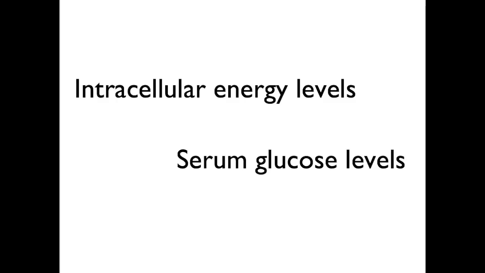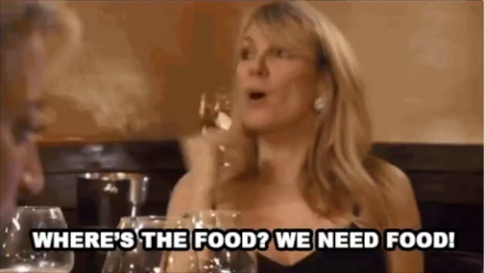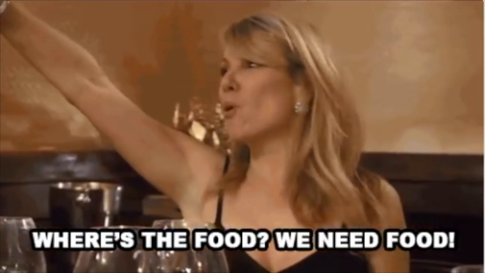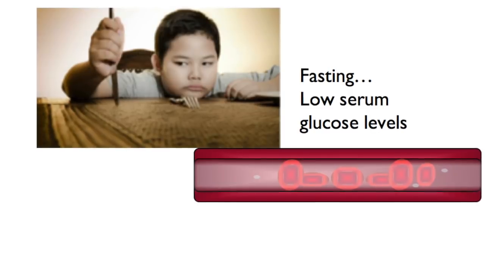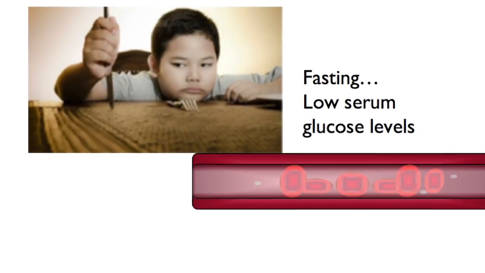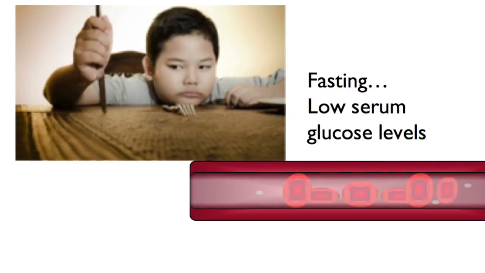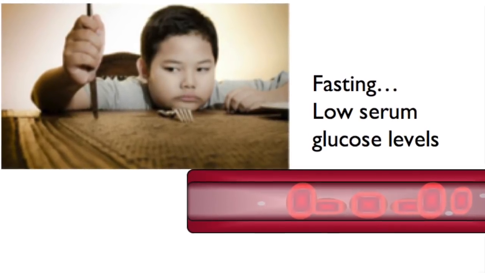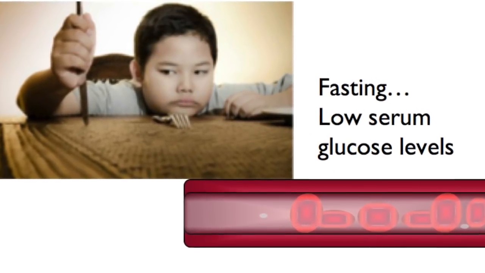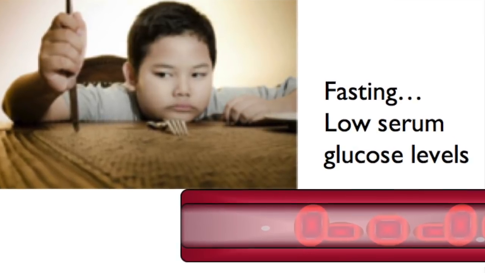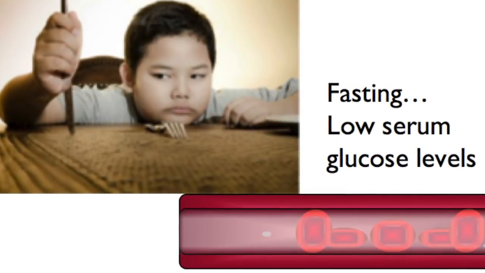So we said that some enzymes are regulated in response to changes in energy levels in the cell. Serum glucose levels are another important regulatory signal that is used to regulate enzymes in the body. During fasting conditions, for instance, between meals, serum glucose levels will be lower than normal. And so this is a signal to the body that it's time to release glucose into the bloodstream to raise those levels to normal levels again.